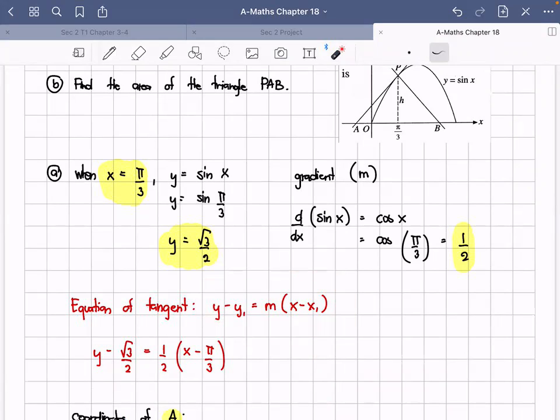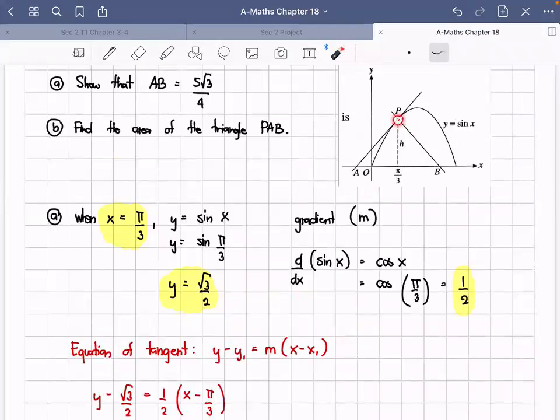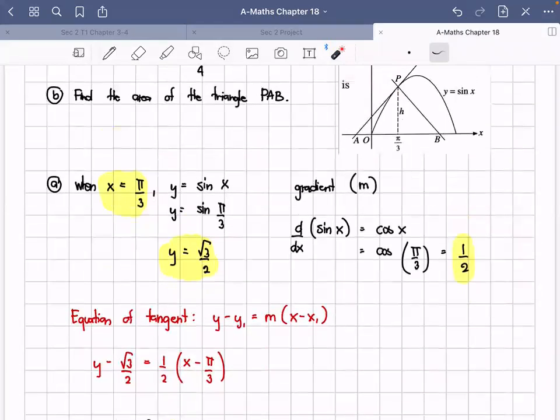Okay, anyway, now we use this formula when we are given a gradient and a point. We just need one point. In this case, our point is point P.